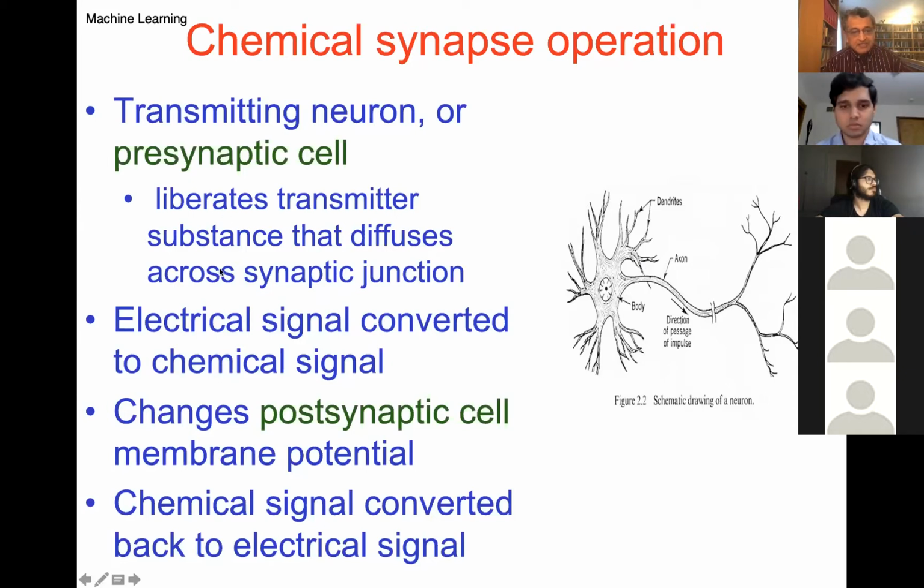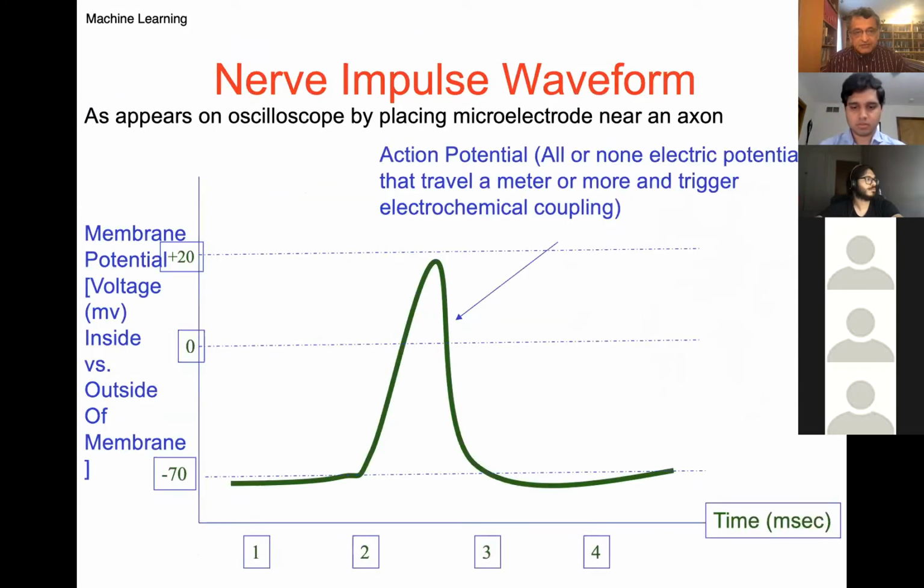We are liberating transmitter substance that diffuses across the synaptic junction. The electrical signal is converted to chemical signals, which change the postsynaptic cell membrane potential, and the chemical signal is converted back to electrical signals. Okay, so there's a lot of stuff happening in the brain, which is why thinking can also be tiresome, not just physical work. And what is this nerve impulse waveform?